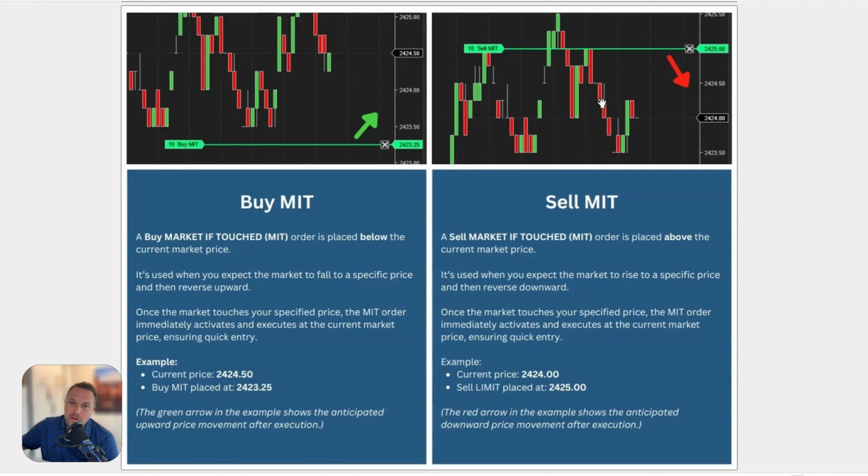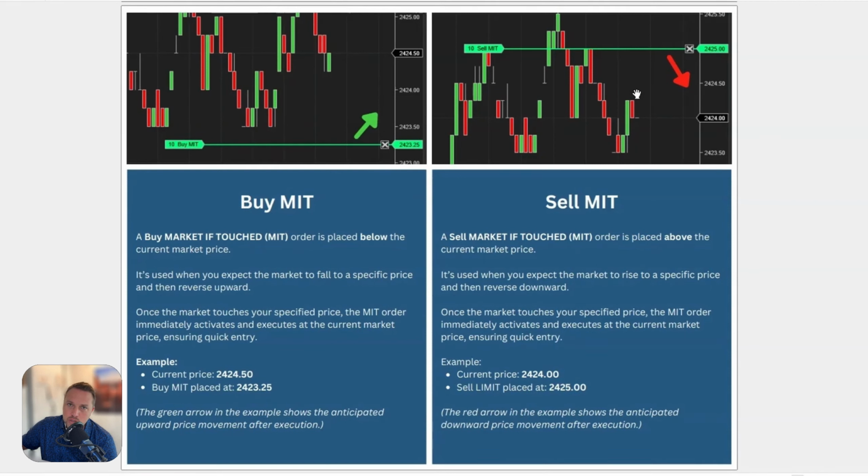The key difference, however, is that when your price is touched, an MIT order activates and executes as a market order. This means that you are guaranteed of being in the trade. If your price level is hit, you won't get an exact fill price as you would with a pure limit order, but instead you'll be filled at the best available market price once your order is triggered.